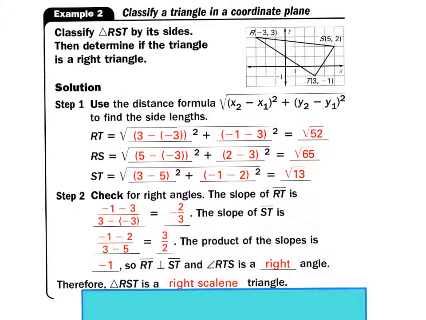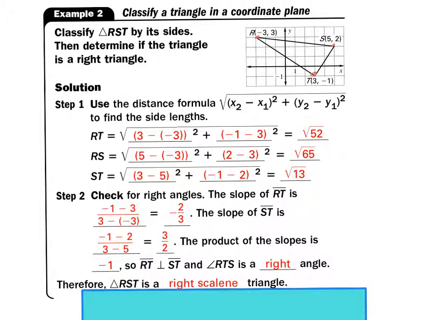Classify RST. RST is on the right. Classify it by its size. Then determine if the triangle is a right triangle. So first step, we have to know what kind of triangle it is. Is it obtuse? Is it a right triangle? And so on and so forth. So the way we do it is to find the length of each side. In order to find length, because these 3 points, the coordinates are given.